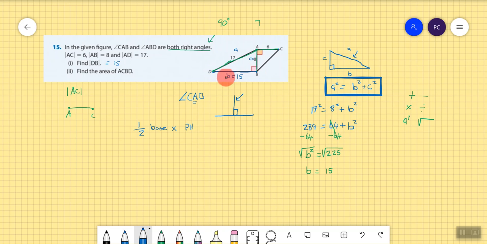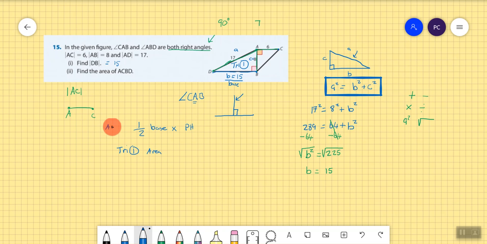So we can use this here as the base. And the perpendicular height coming out of that base is this length from B to A, which is 8. So we can take our figures from here. Let's call this triangle 1 area.